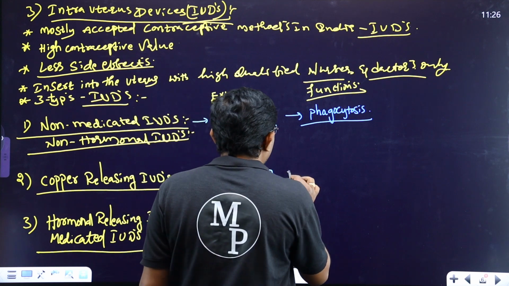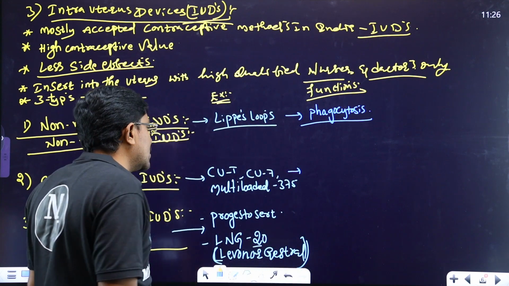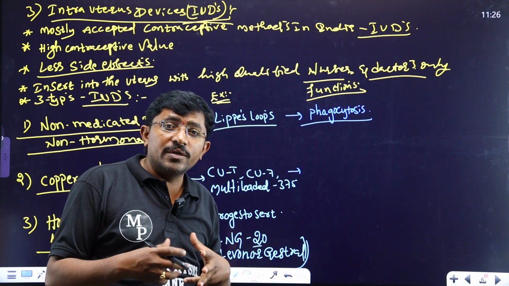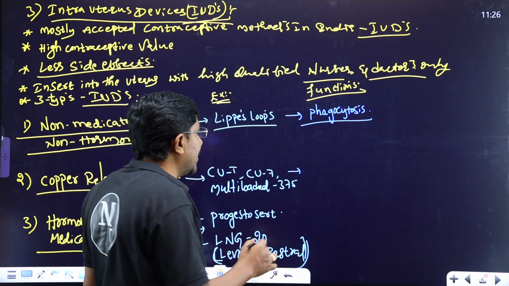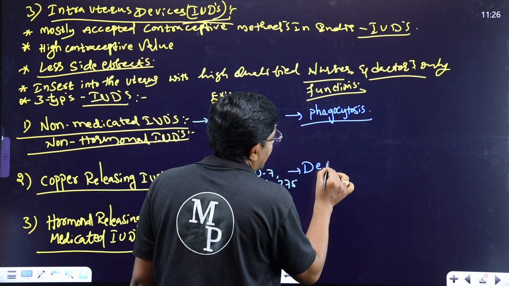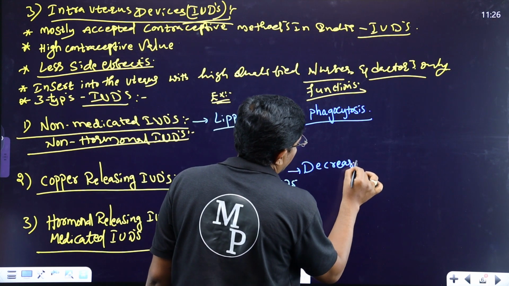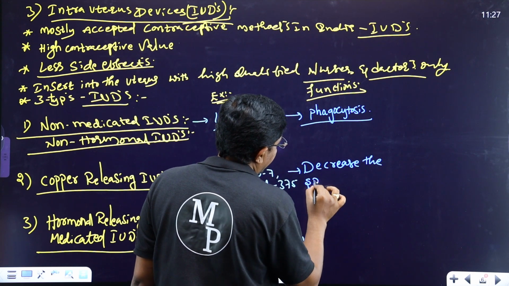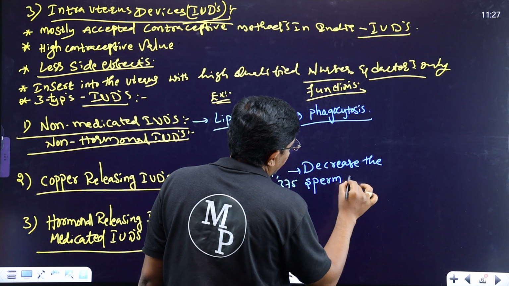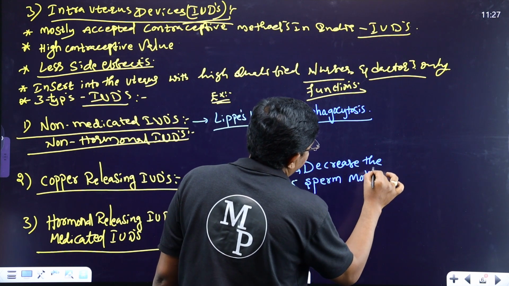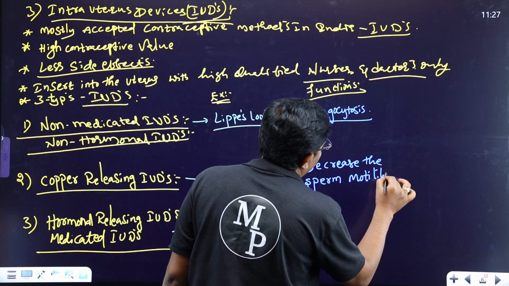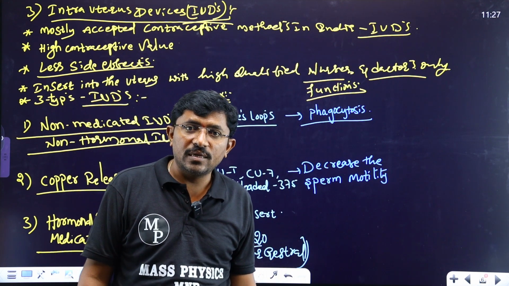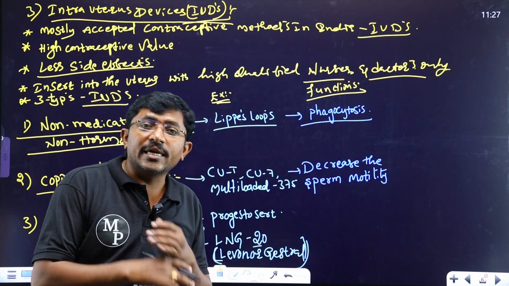Next, copper releasing IUDs. These help to decrease the sperm motility. Sperm motility becomes decreased, sperm motility will be reduced.